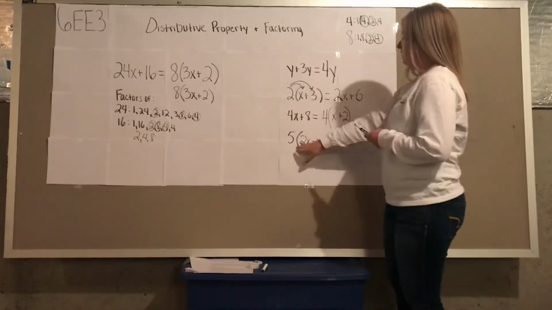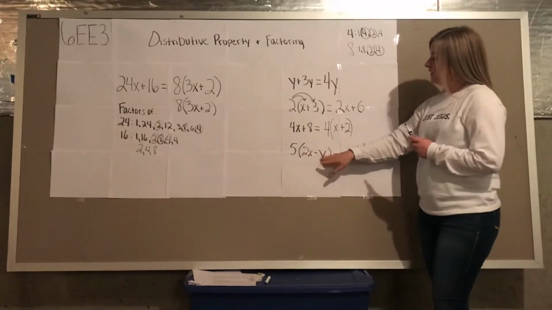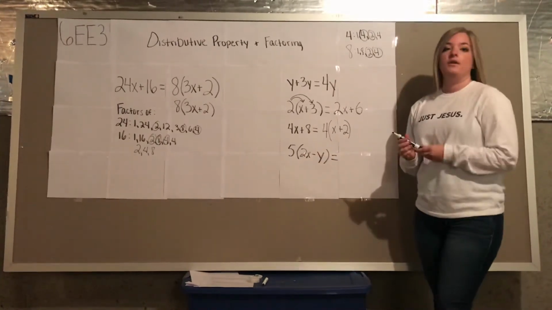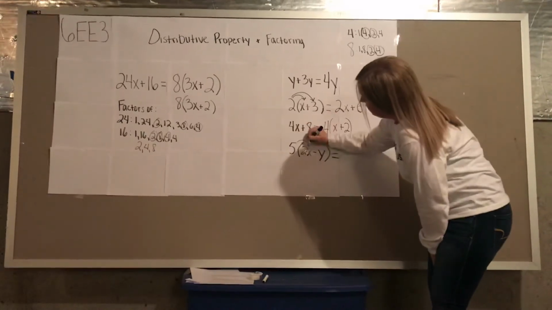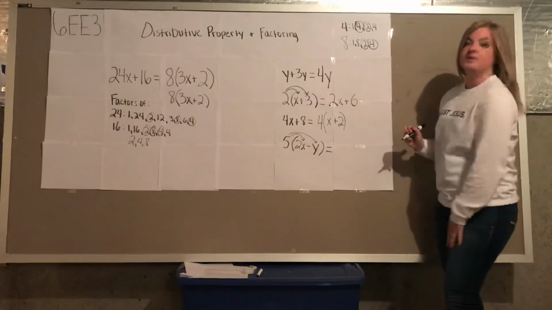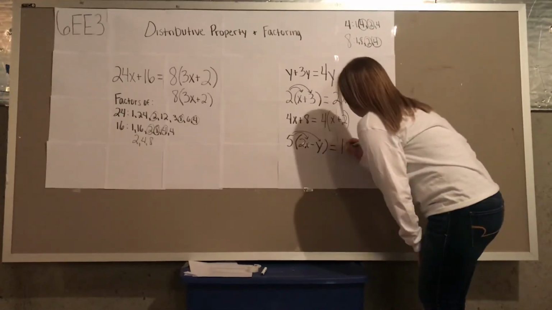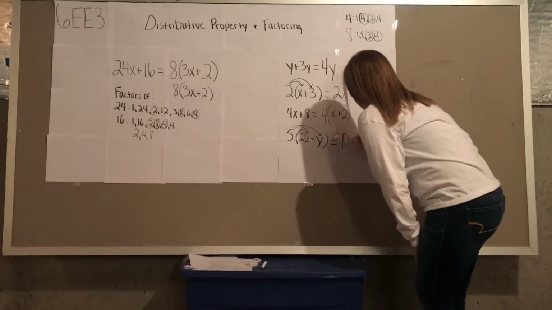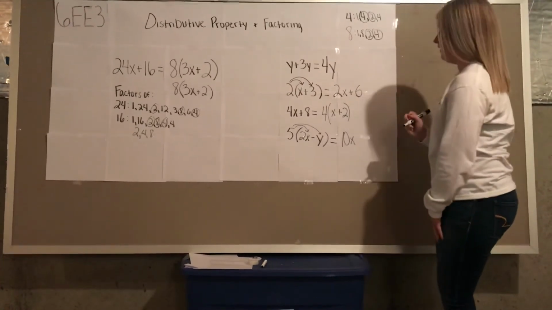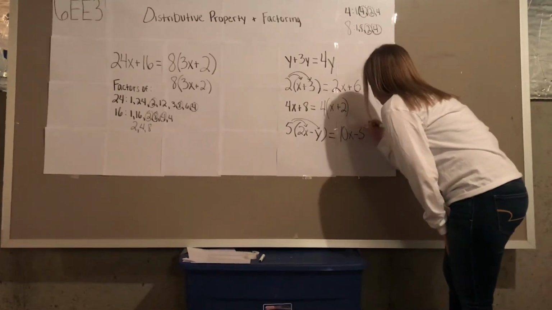And now to our final question. We have 5 parentheses, or times, 2x minus y. So we would use our distributive property: 5 times 2x minus 5 times y. So what's 5 times 2x? 10x. Yes. And then 5 times negative y? Negative 5y. So 10x minus 5y.